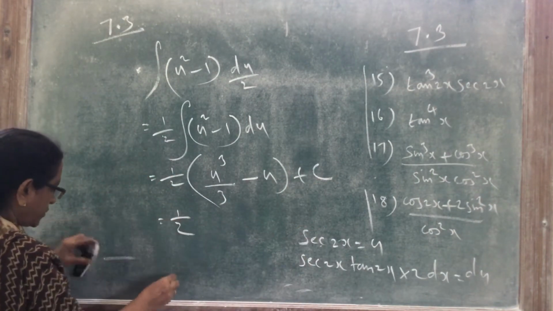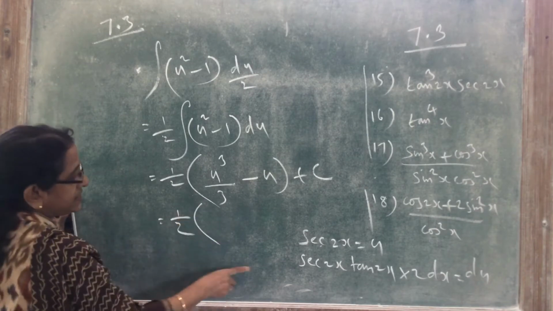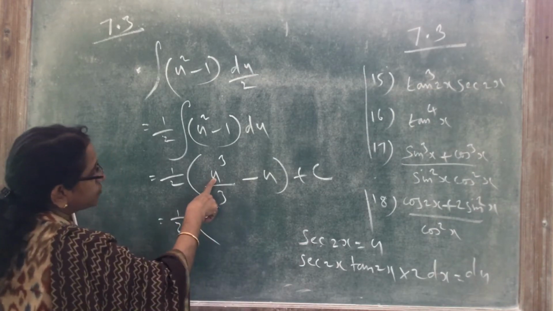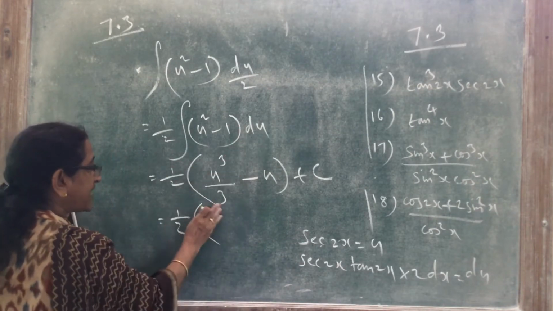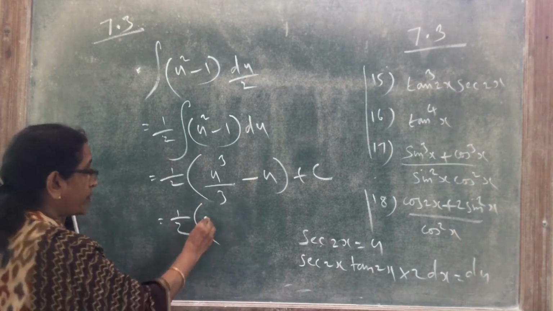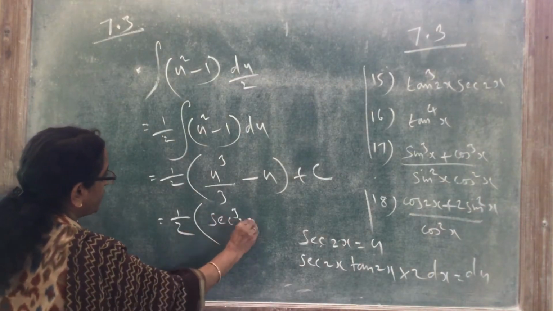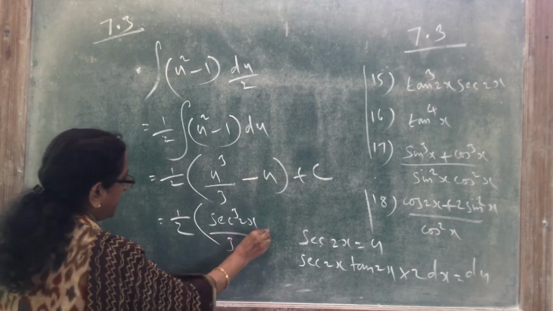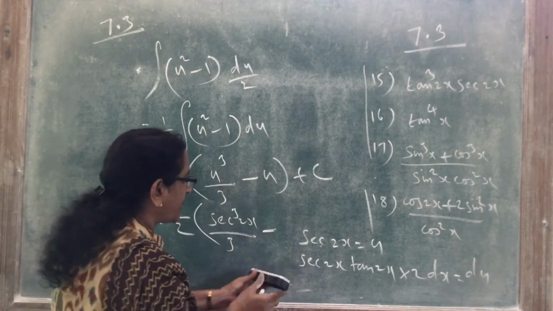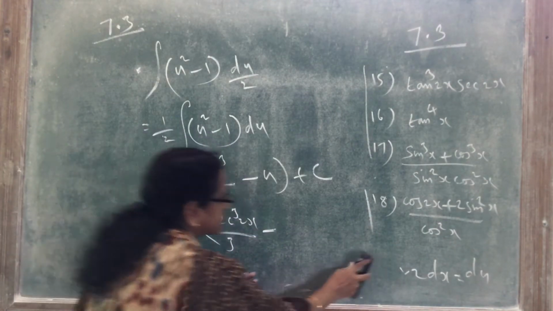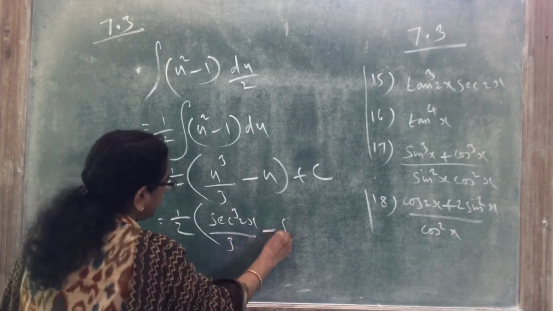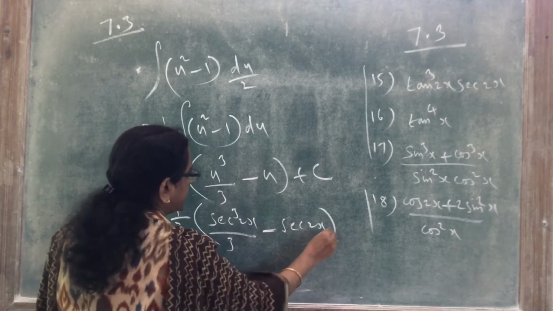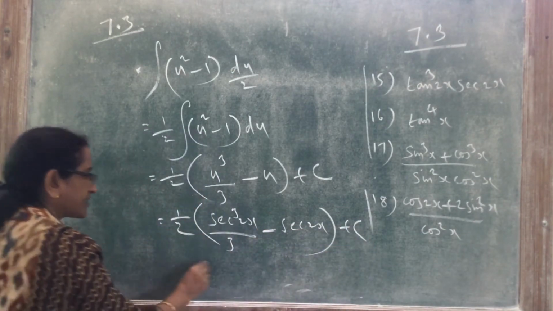So, 1 by 2 into bracket, u cube is sec 2x whole cube, that is sec cube 2x by 3 minus, what is u? Sec 2x. So minus sec 2x, bracket plus c. So that is the answer.